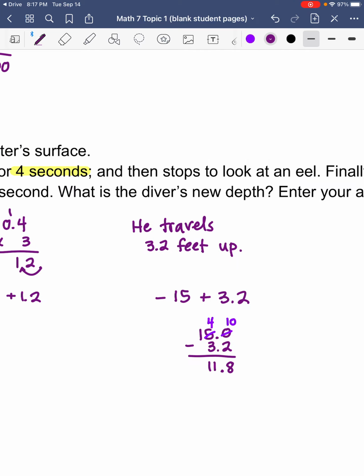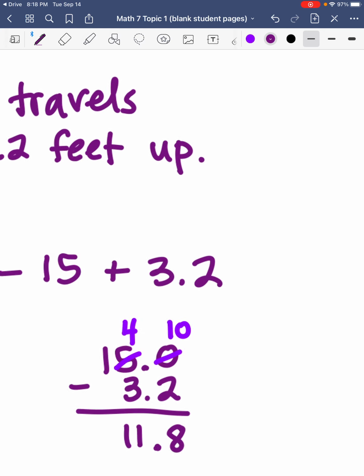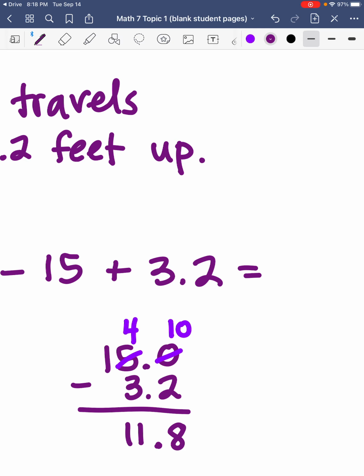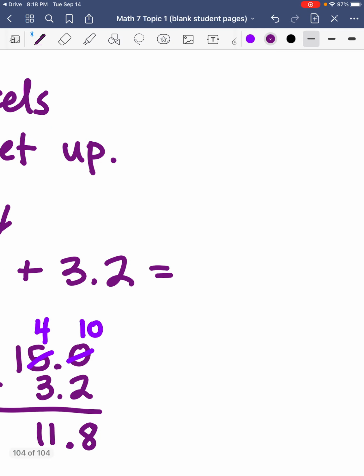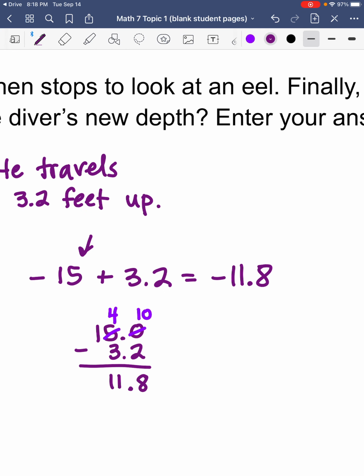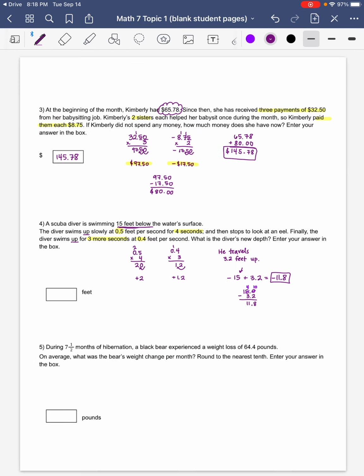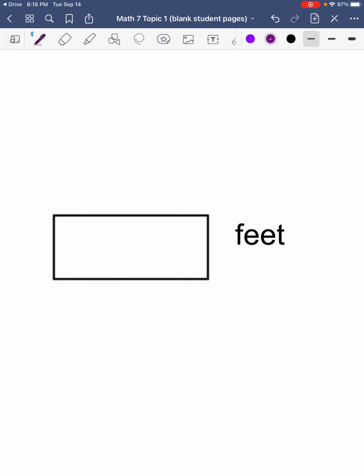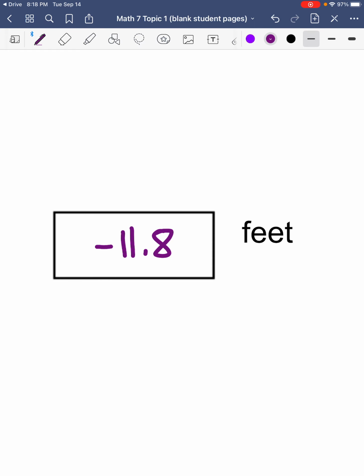So we get 11.8, but what kind of 11.8? Well, he's still below the water surface, and our bigger number was negative, so it should be negative 11.8. That is his new depth, negative 11.8 feet.